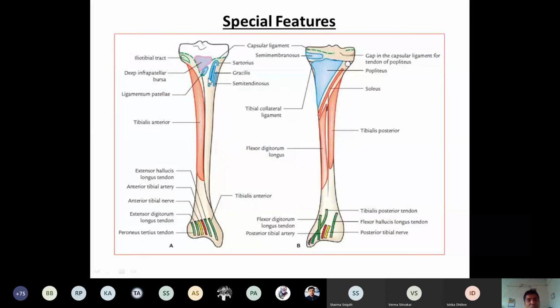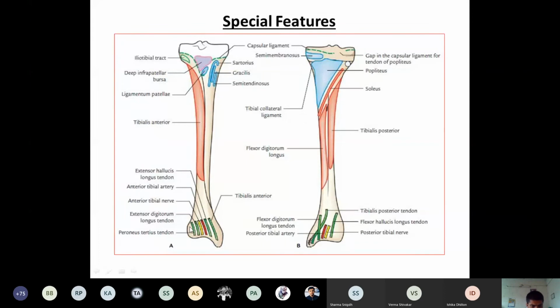Before also we have discussed this in the classroom. Say grace before tea, which is attached in the upper part of the medial surface of the tibia: sartorius, then gracilis, and then semitendinosus. These three muscles form the pes anserinus, pulling the tibia upward. This you have to remember. The ligamentum patellae is attached into the tibial tuberosity, and tibialis anterior originates from the lateral surface of the tibia.